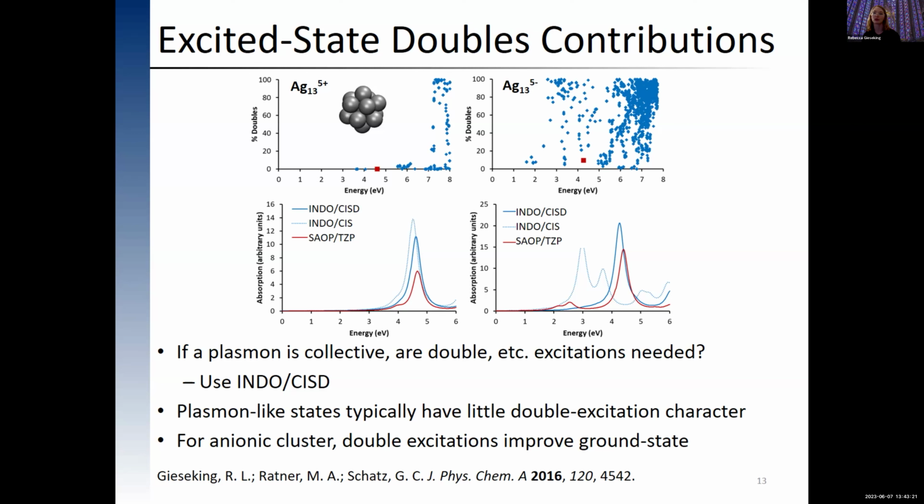So this helps confirm that in a lot of cases, really a single excitation picture is good enough for describing these plasmon-like states. We do see when we go from INDO-CIS to INDO-CISD that we do get some pretty significant shifts in that absorption peak, but that's really coming from double excitations, in this case, getting you better treatment of the ground state and not of the excited state.